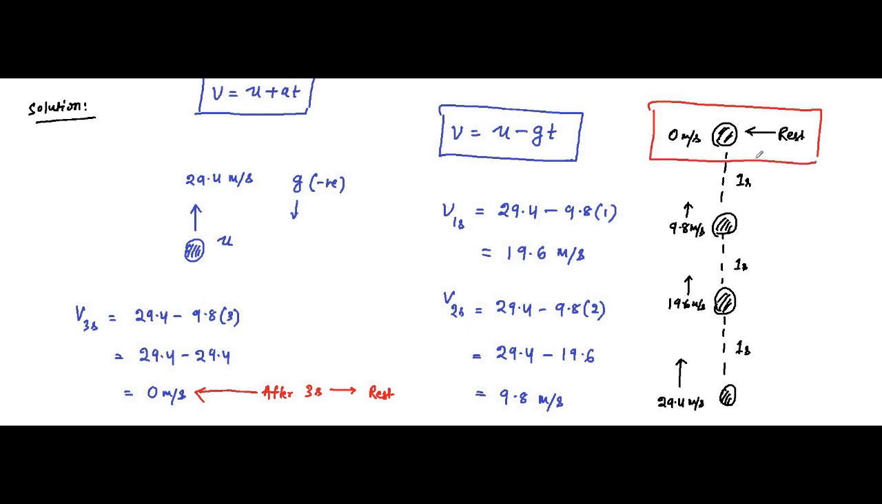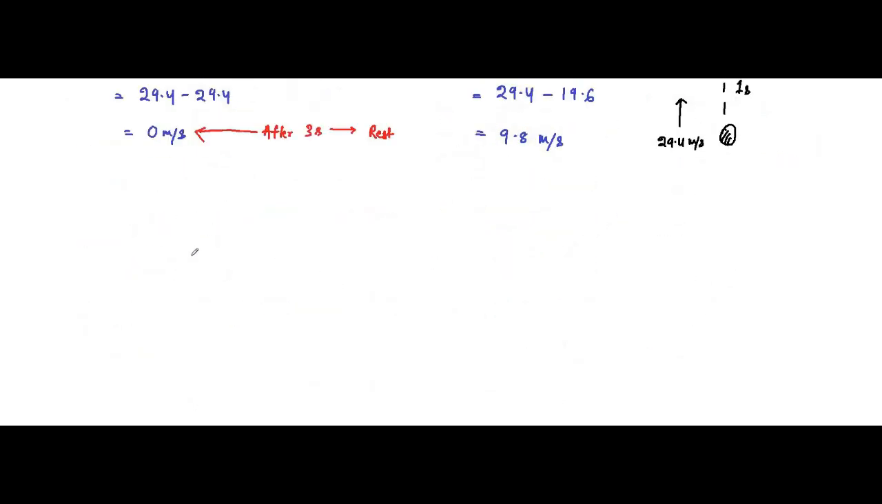Then from this position it will start its downward journey. So let us trace that. From here the ball will start its downward journey, 0 meters per second. In this case, the velocity with which it will move will be downwards. Acceleration is also acting downwards, acceleration due to gravity.